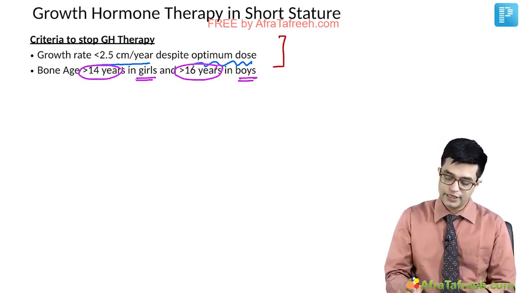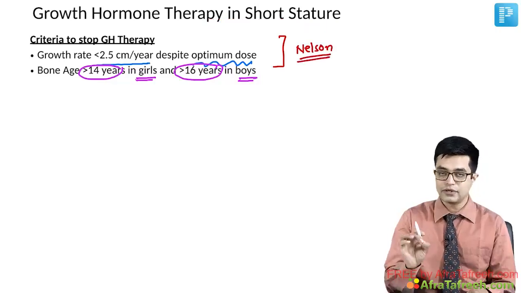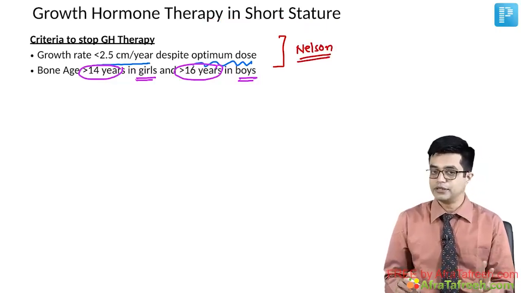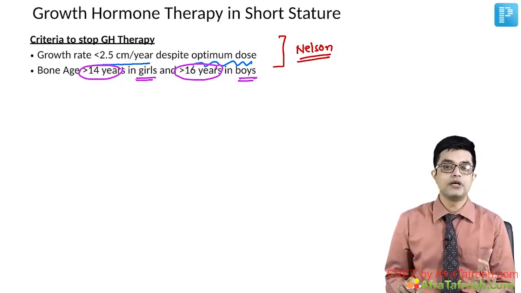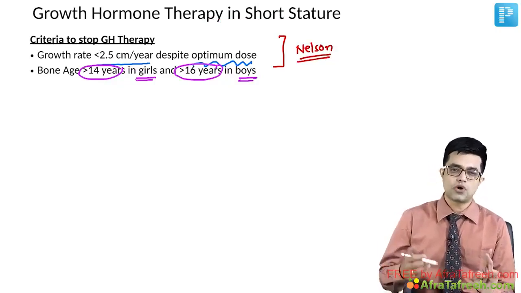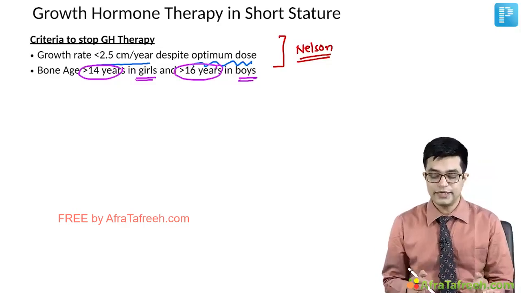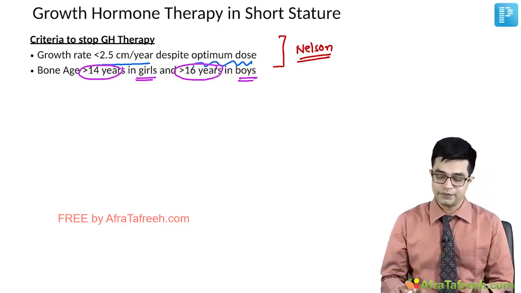Both are mentioned in Nelson 21st edition, and they are also mentioned in the standard endocrinology textbooks and 2 review articles. Very prominently mentioned, not given in GHI, not commonly discussed, can be asked in super specialty exam.